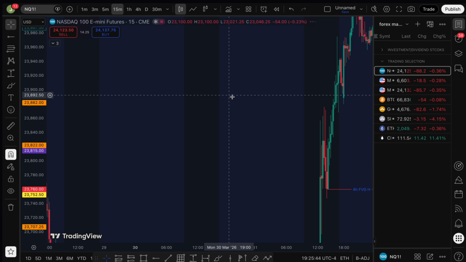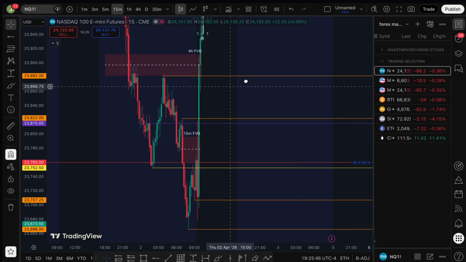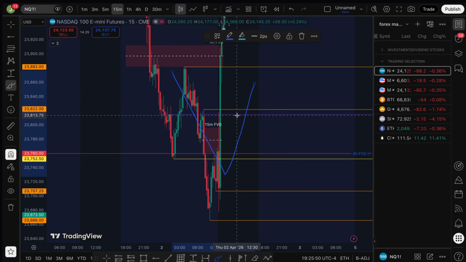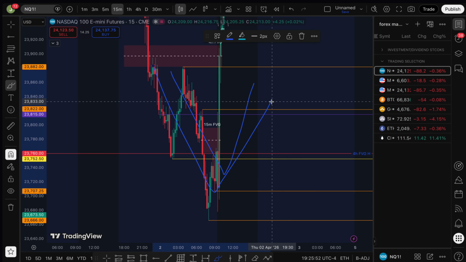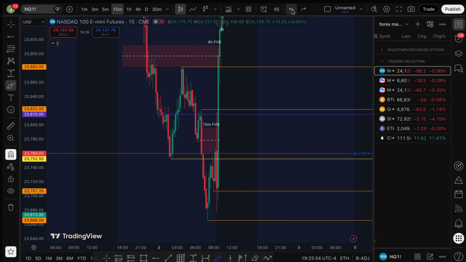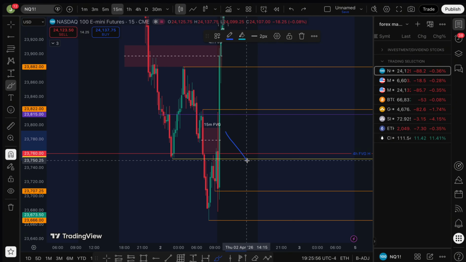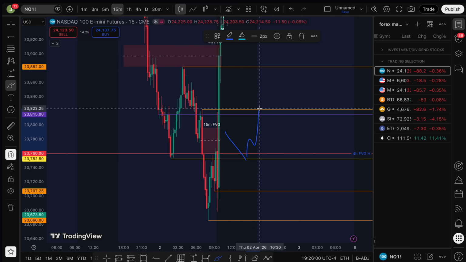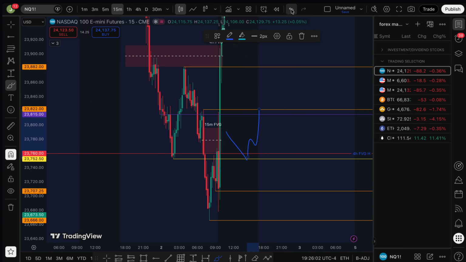We'll go to the 15-minute real quick. It was heading straight down, so I had the bias of long, since I thought it was giving off the pattern of a reversal. On the open, I wanted it to come down so we could get that break of structure and a retest, and then we can go up. And as you can see, it did happen.